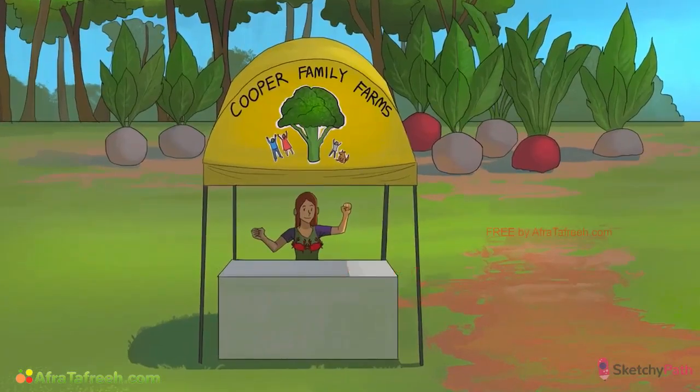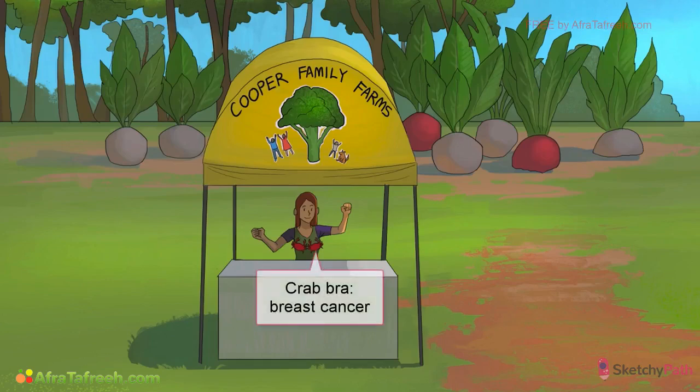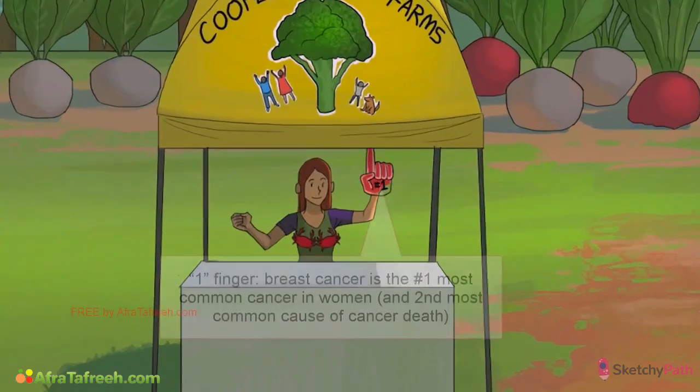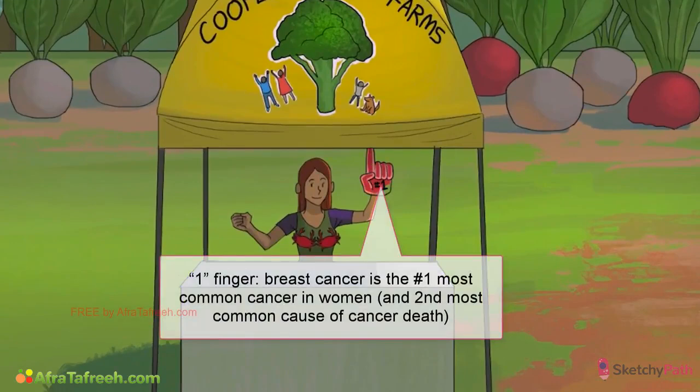See, the Cooper family is just different. They're all about organic farming, to an oversized extent. Just check out those huge turnips back there. Notice, too, that cancer crab bra on Mrs. Cooper, a recurring symbol for breast cancer. You gotta give it to the Coopers. They have a lot of pride when it comes to their produce.